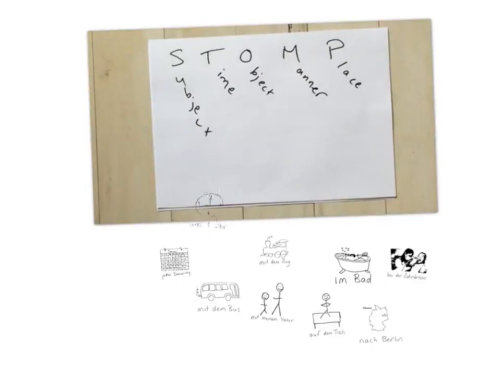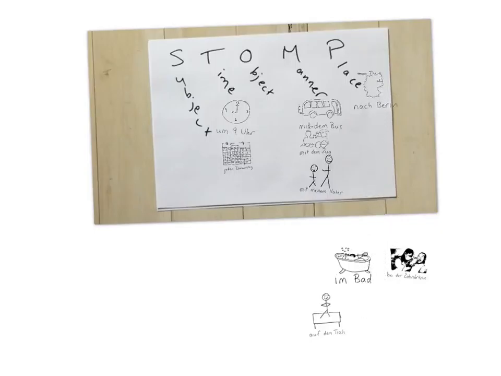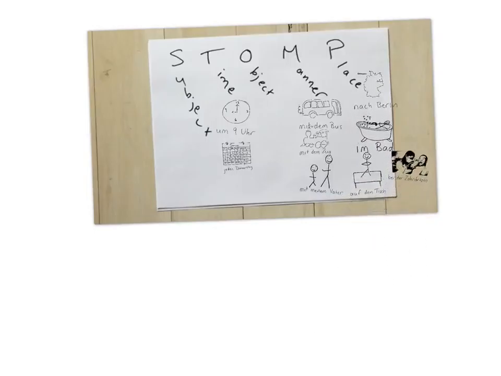Time is for things like 9 o'clock or every Thursday. Manner is for things like on the bus or on the train or with my father. So, in other words, the way that things are done. And place is for where the thing is done, including to Berlin, in the bath, on the table, and at the dentist. Not all of these sentence parts must appear in the sentence. Sometimes none of them will, but if they do appear, then they have to be in the STOMP order.